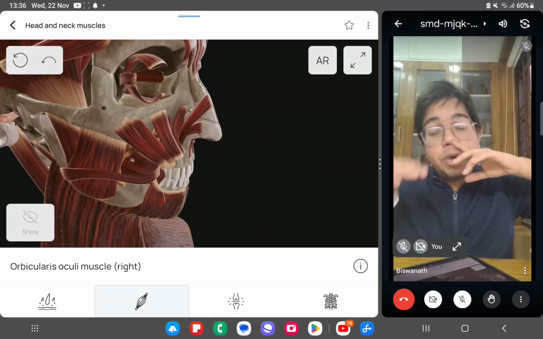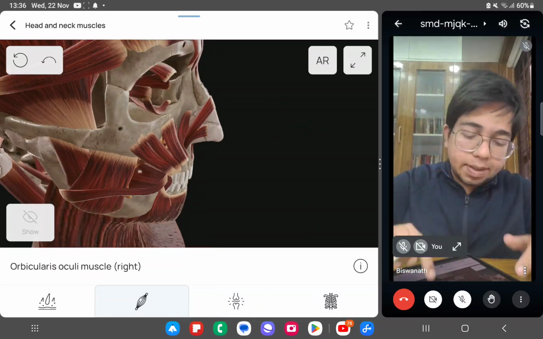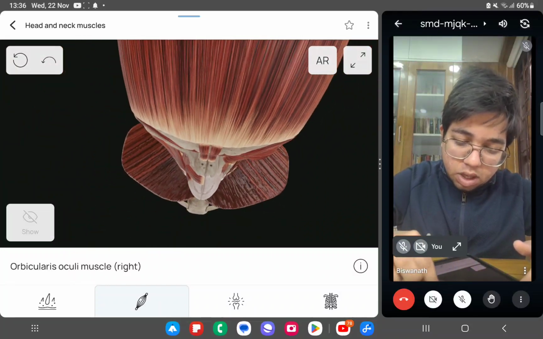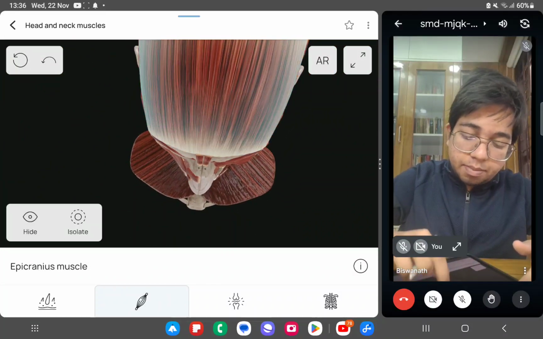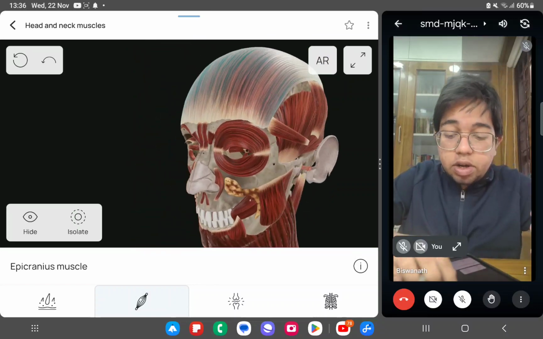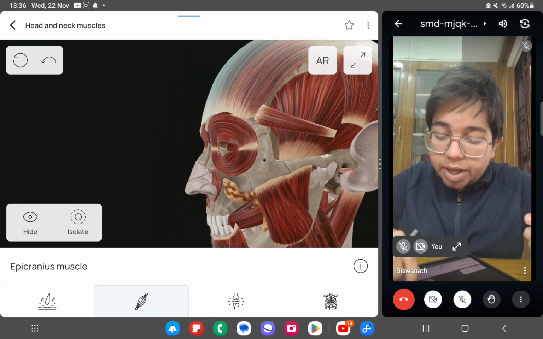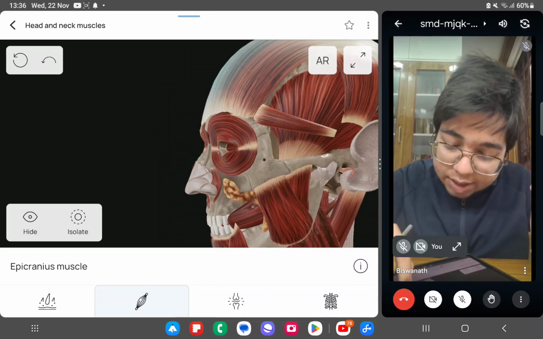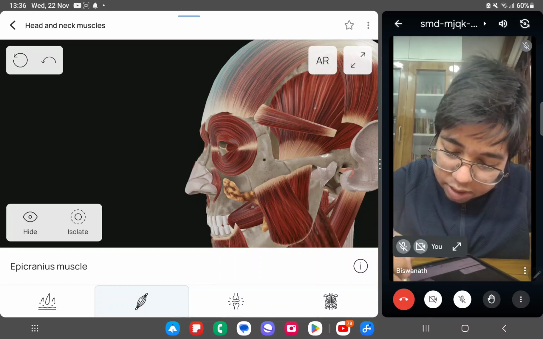We'll discuss the muscles of the eye, your superior oblique and inferior oblique, when we come to the muscles of the eye. Then just see this muscle above. This is the epicranius muscle, which is just surrounding your cranium. On the temporal side, we have the temporalis muscle. This is your temporalis.